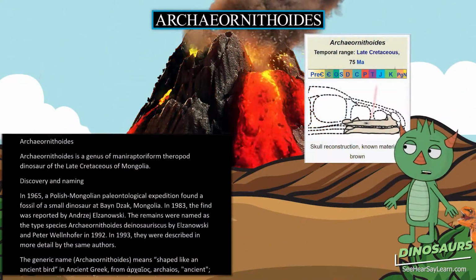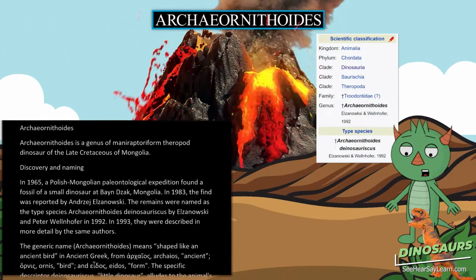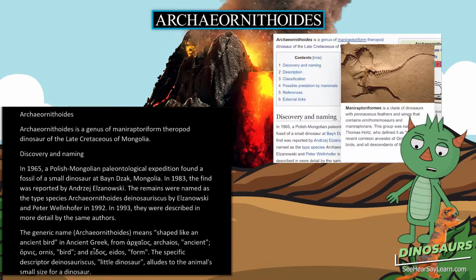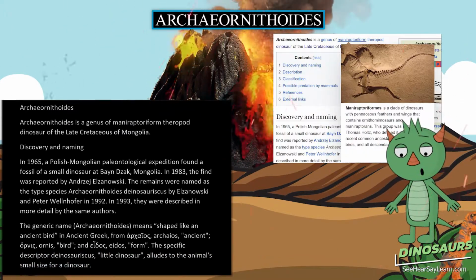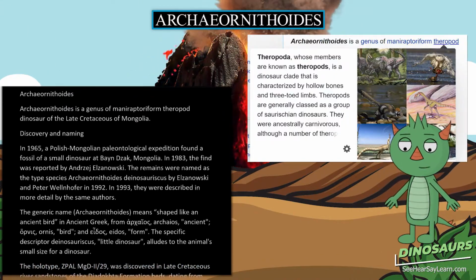Archaeornithoides is a genus of maniraptoriform theropod dinosaur of the Late Cretaceous of Mongolia. Discovery and naming. In 1965, a Polish-Mongolian paleontological expedition found a fossil of a small dinosaur at Bayan Zag, Mongolia.